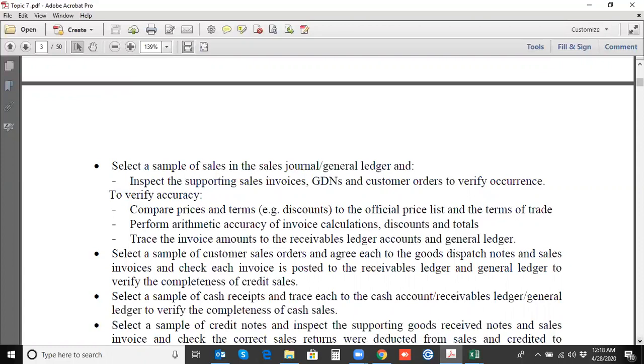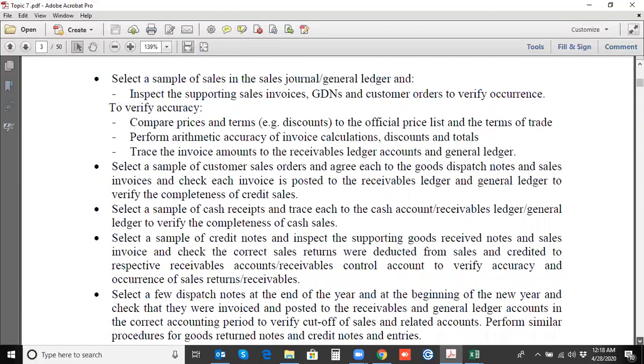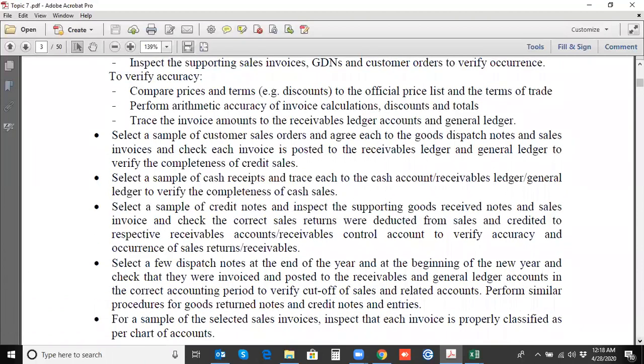You're trying to validate if the amounts on the invoices or the support documents are actually matching the amounts recorded in the general ledger, and that we do not have any errors while transferring information from the source documents into the financial statements. Confirm that the customer orders agree to the goods dispatched. You don't have any errors on either end.